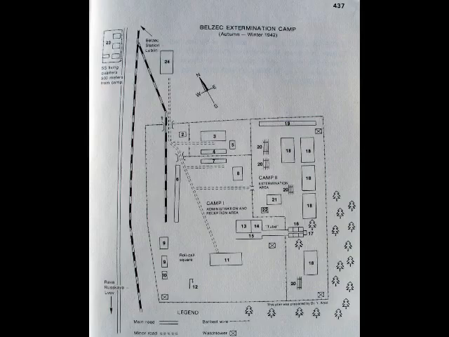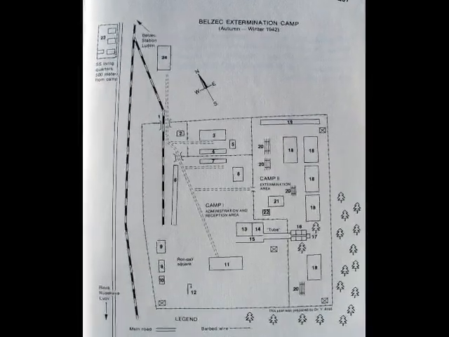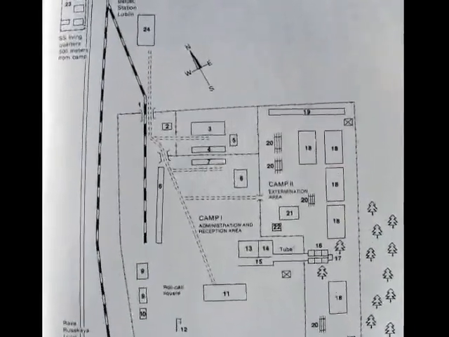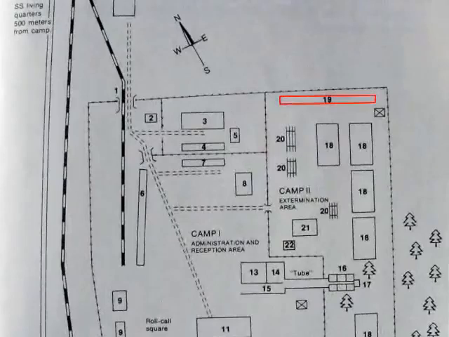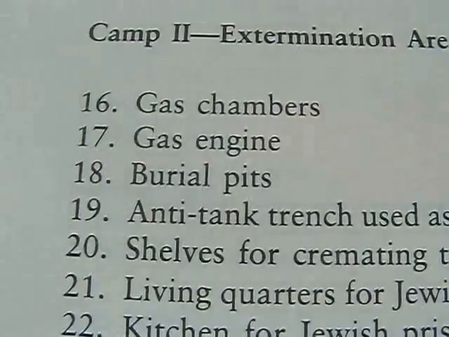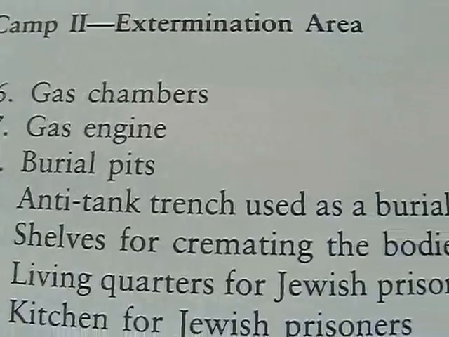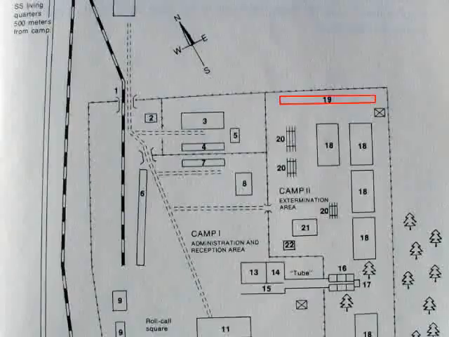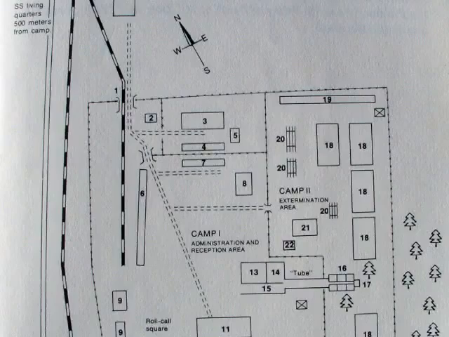A similar absurdity of the storytellers is found on the Belzec map on page 437. Number 19, standing all by itself, is an anti-tank trench used as a burial pit. So how does that make sense? Prior to being used as a burial pit, it was there to keep a tank going from here to here?